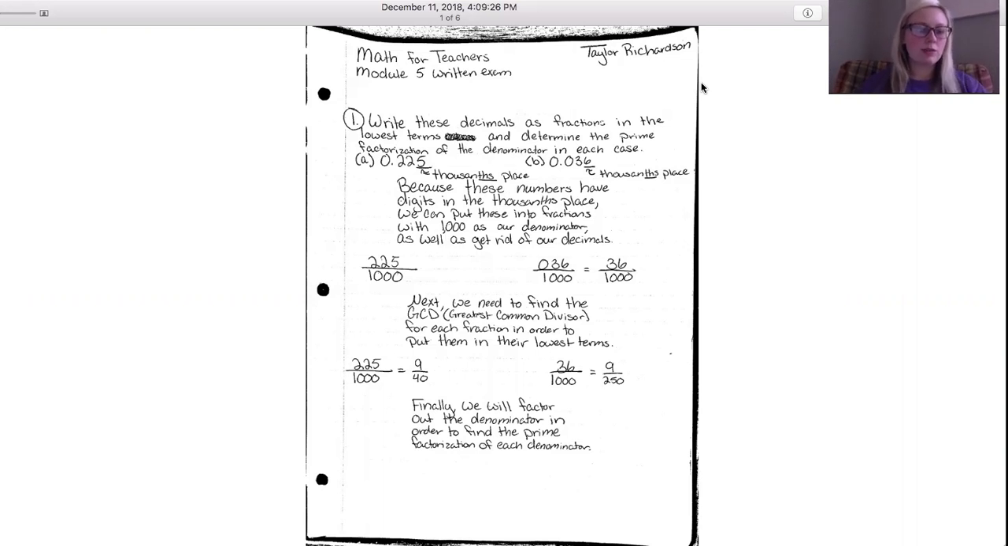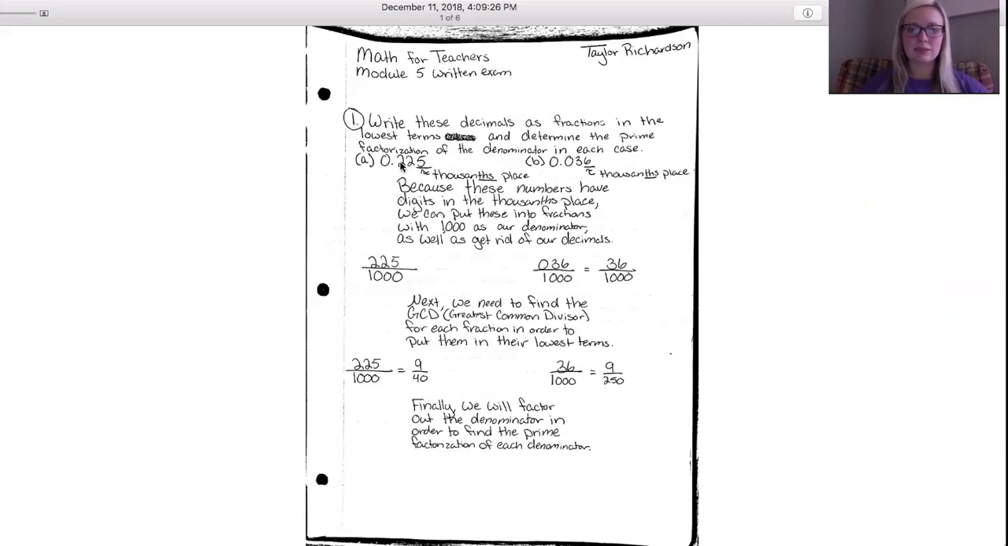So we're going to go ahead and start with number 1, and the question says, write these decimals as fractions in the lowest terms and determine the prime factorization of the denominator in each case. So this problem requires a couple of steps and I have them written out for us and we're just going to go through them. So we're going to look at the decimals 0.225 and 0.036.